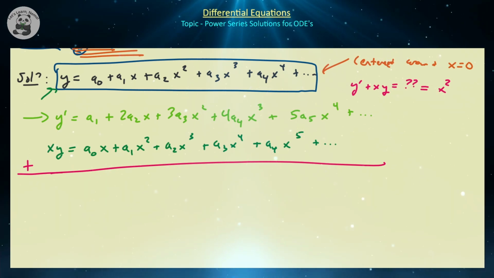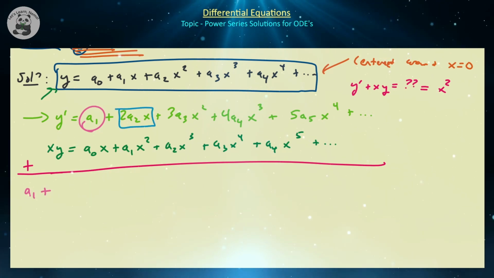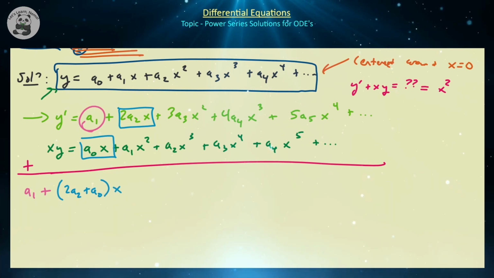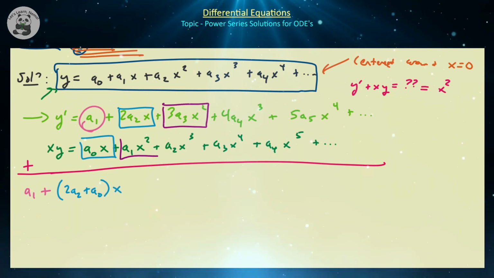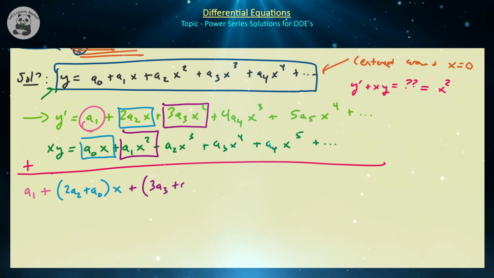So what do we have here? This is the only constant term that I have in my expression, so I have a1. Then let's look for our linear term. We have this term and that term, so it's going to be plus 2a2 plus a0 times x. Let's look for our quadratic terms. Here's our quadratic and our quadratic, so plus 3a3 plus a1 times x squared.